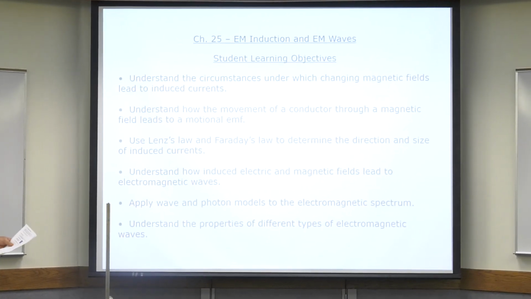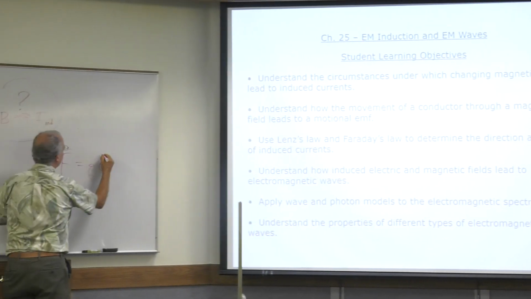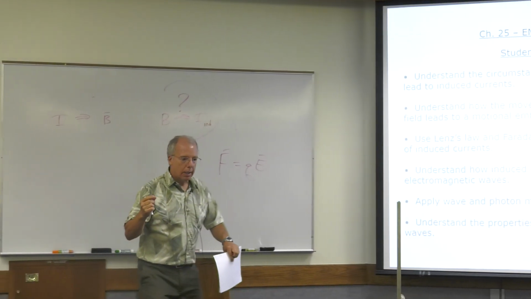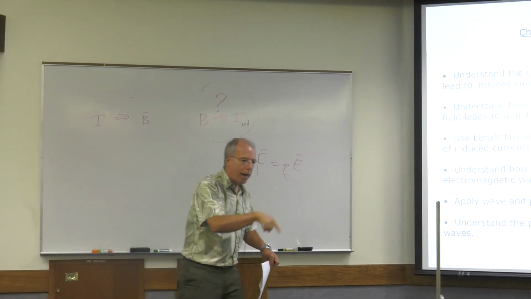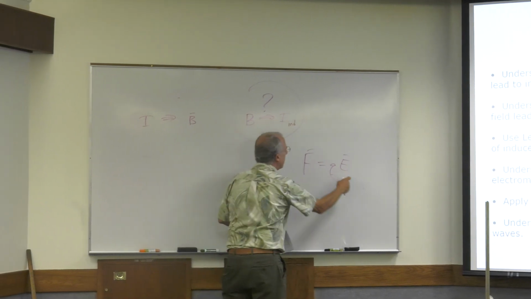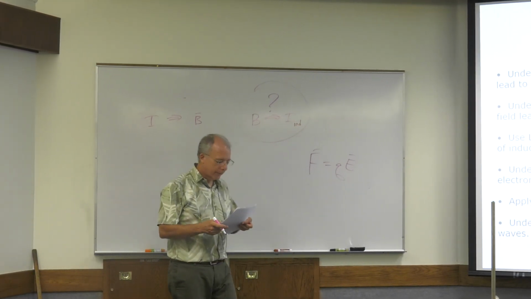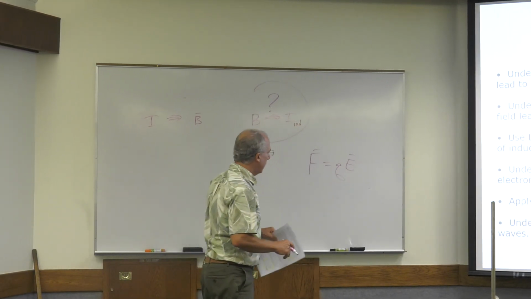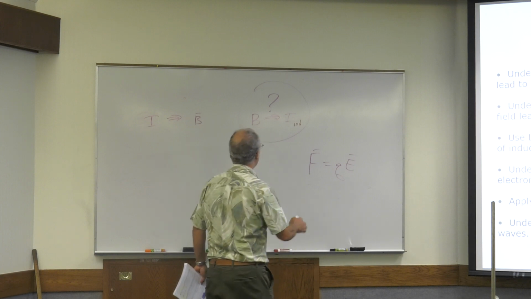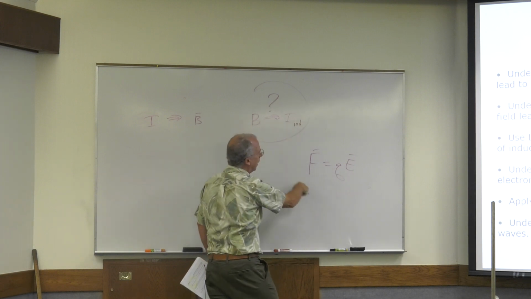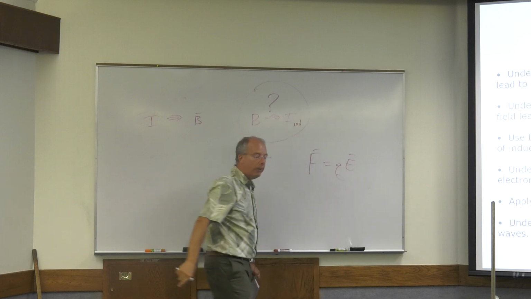Well, what's making them go around? There has to be a force, right? Well, don't forget our famous equation, F equals QE. So if there's a force making these charge carriers go around the wire, guess what? There has to be an electric field also. So what did we produce? We produced an induced current and an induced electric field.